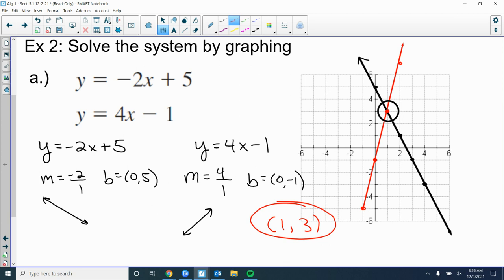What could you do to make sure? Because if you graphed it wrong, you would get the wrong answer. How can I double check that that's the right answer? We put it in for negative 2x plus 5. Yep, you substitute it in.